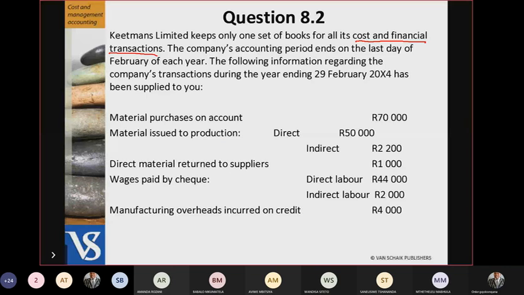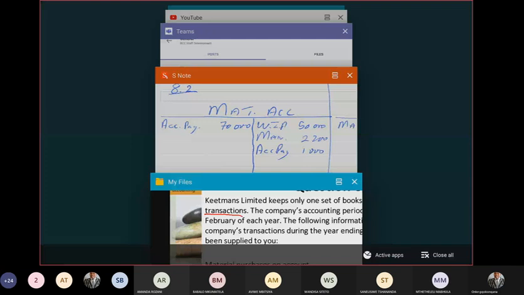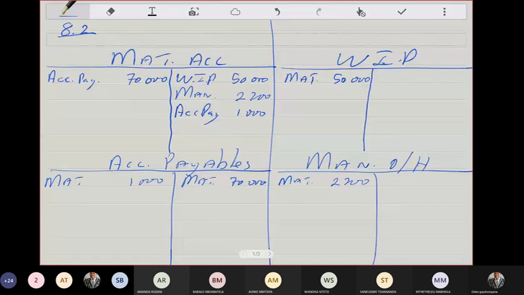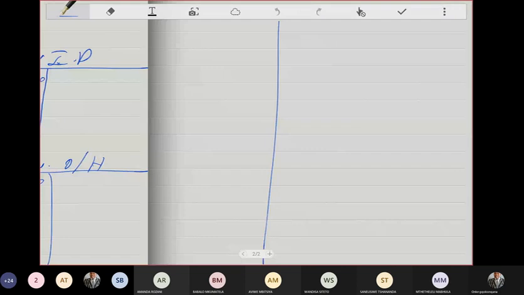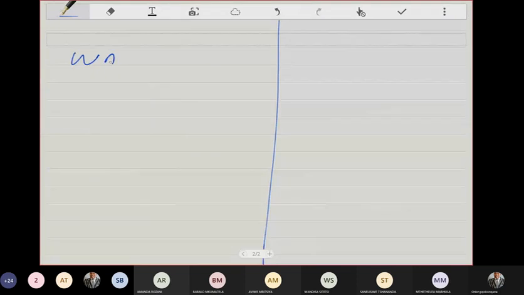Now we move on to the wages paid by check. Direct of 44,000, indirect of 2,000. They've been paid by check. That's what they say to us. So we open up that wage control account.